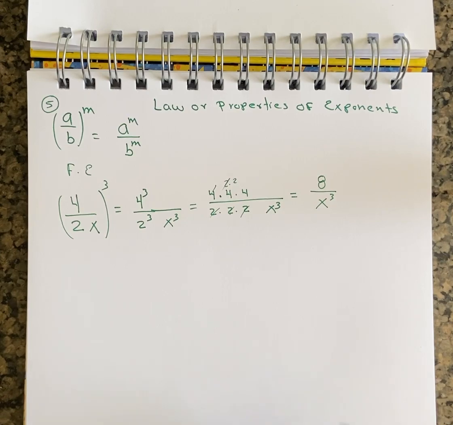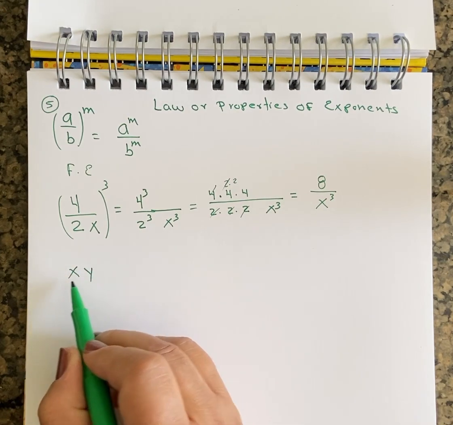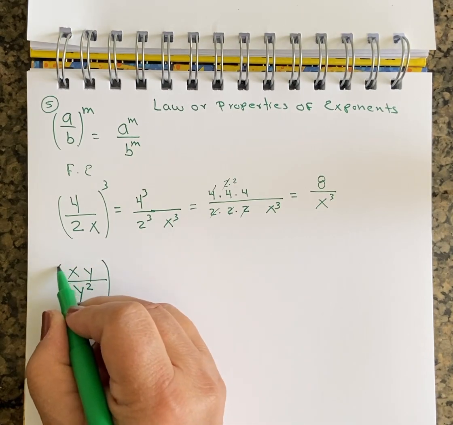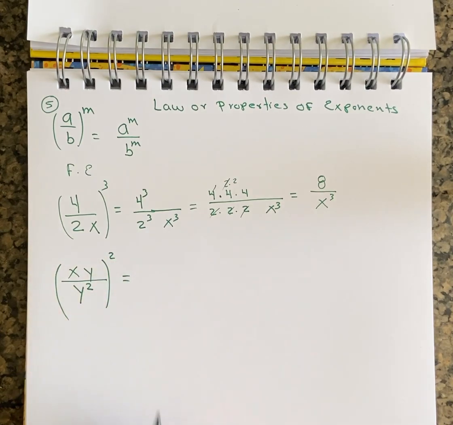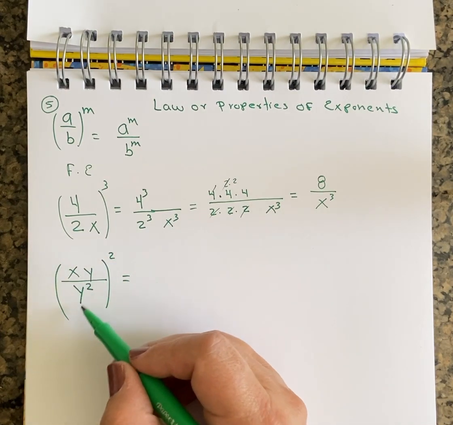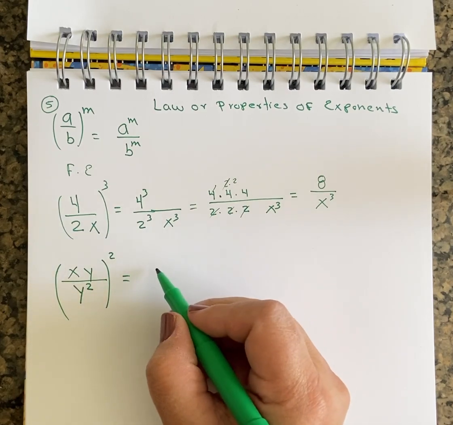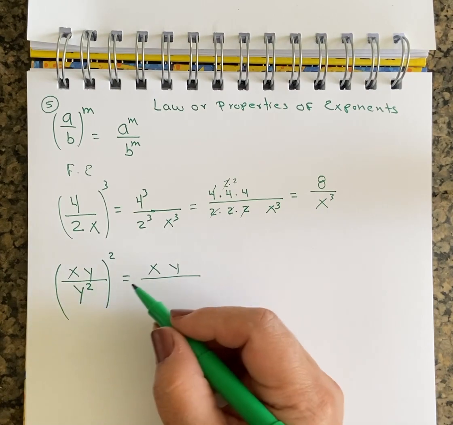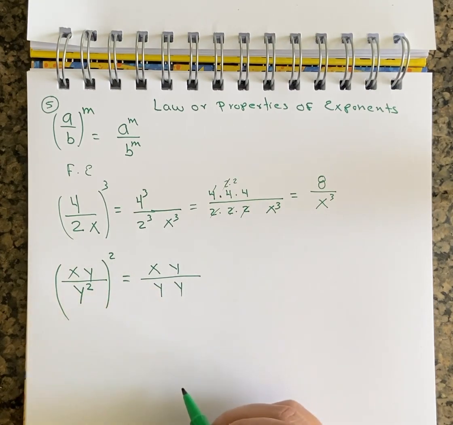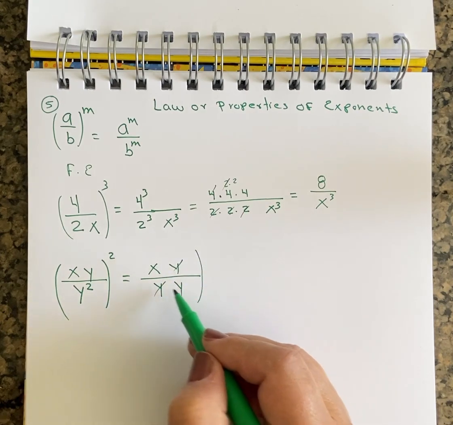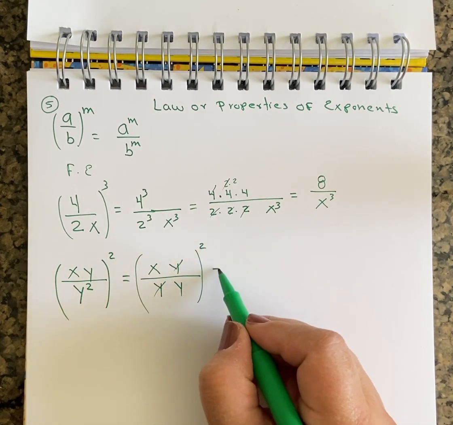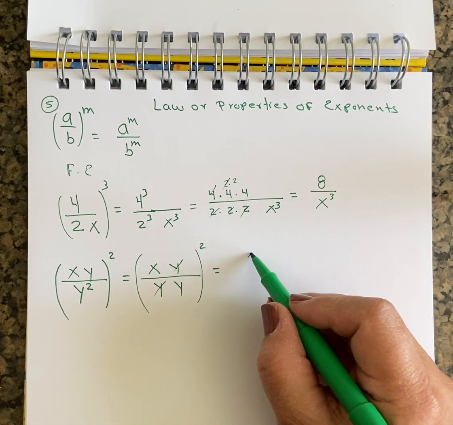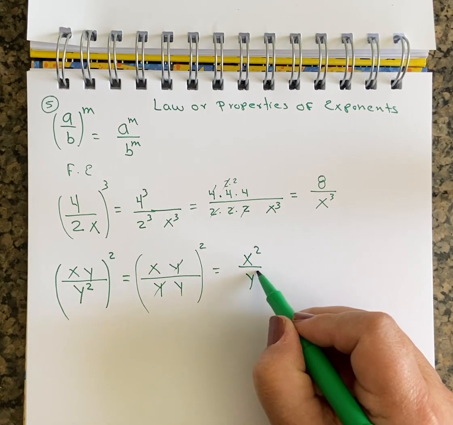Now, the next one, I have (xy over y to the second) and then to the second power. So first things first, I'm going to see if I can simplify anything in there. So I have x times y over y to the second power, which is like having 2 y's. So this y with this y will be gone. And I have not distributed the exponent, so now I'm going to do the exponent. So it's going to be x to the second power over y to the second power.